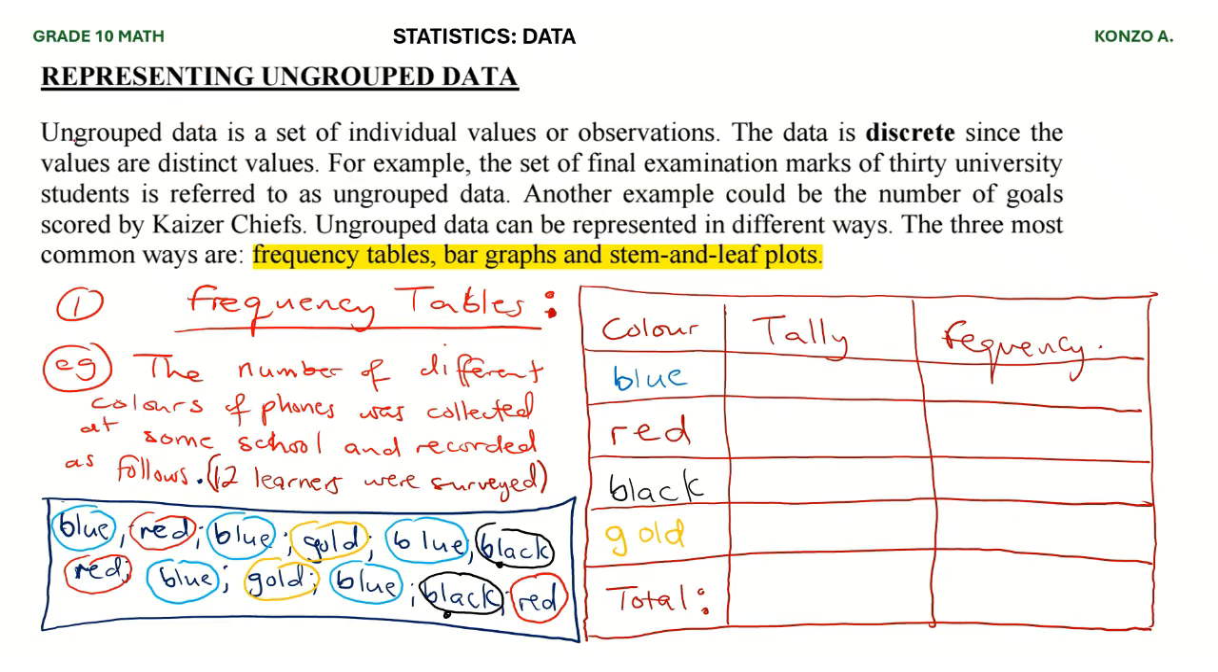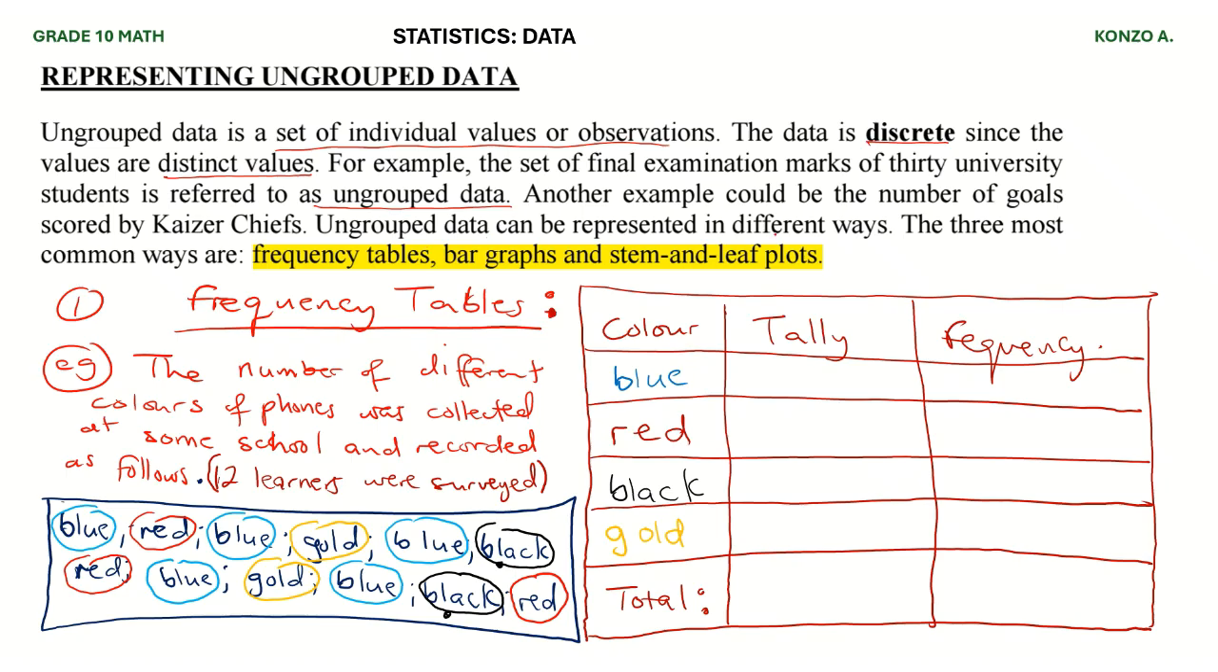Ungrouped data is a set of values or observations. And the data is discrete since the values are distinct or individual values. For example, a set of final exam marks for 30 university students is reflected as ungrouped data. Another example could be the number of goals scored by Kaizer Chiefs or whatever team.